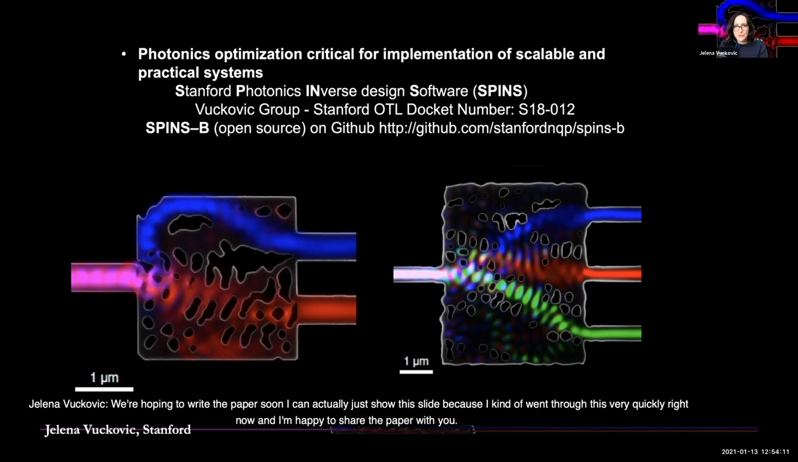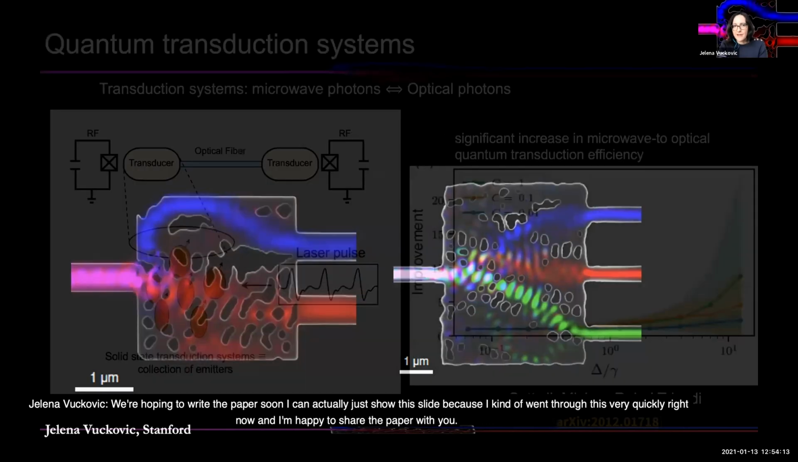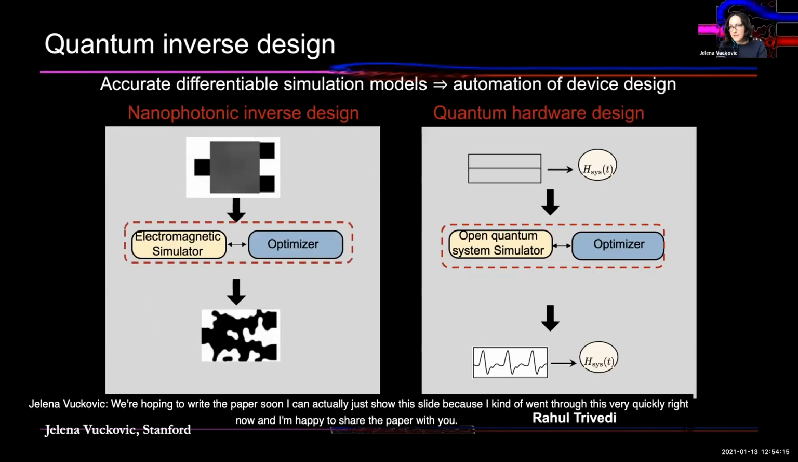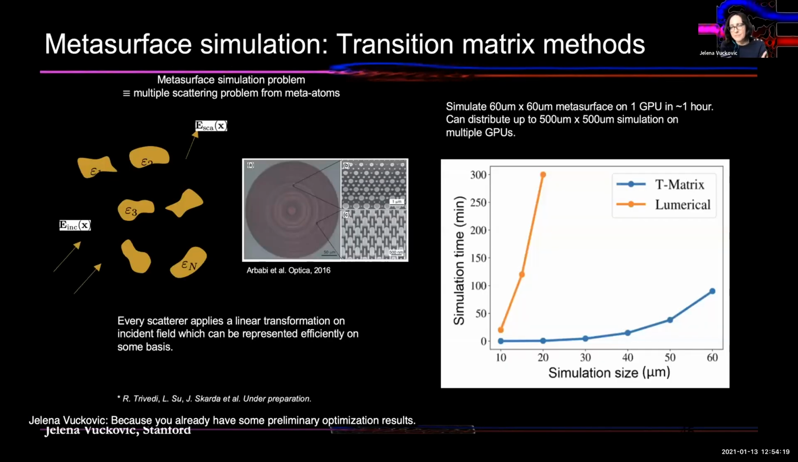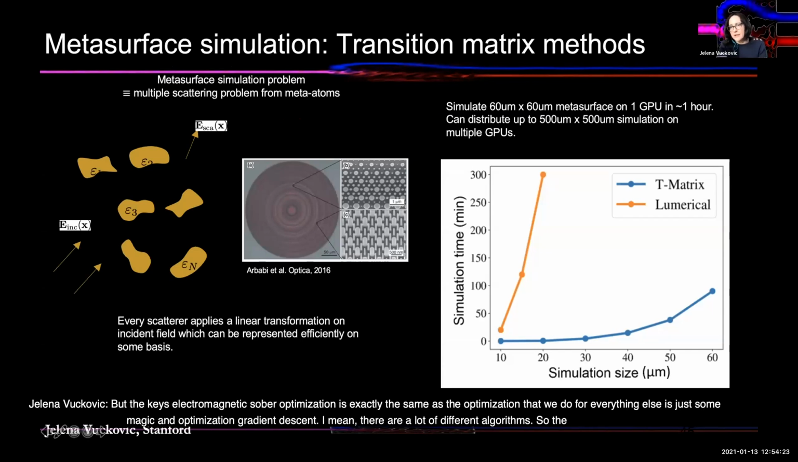We're hoping to write the paper soon. I can actually just show this slide because I went through this very quickly, and I'm happy to share the paper with you because we already have some preliminary optimization results. But the key is the electromagnetic solver. Optimization is exactly the same as the optimization that we do for everything else. So it's just some adjoint optimization, gradient descent. I mean, there are a lot of different algorithms.